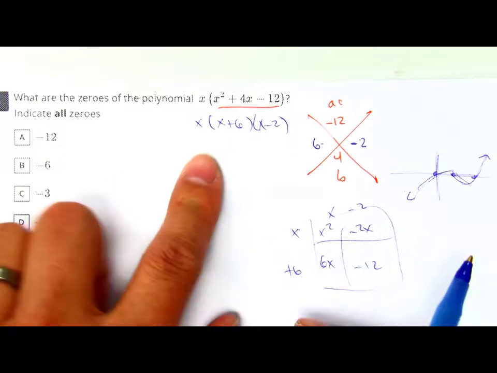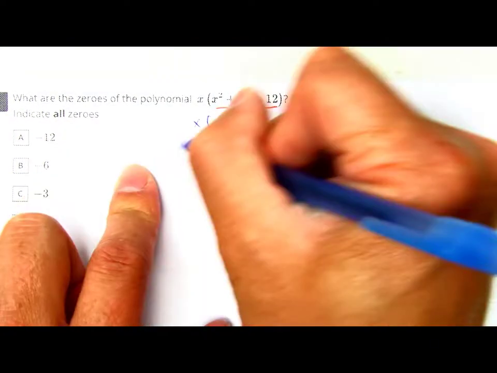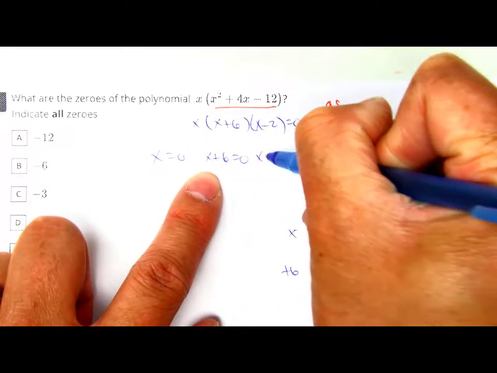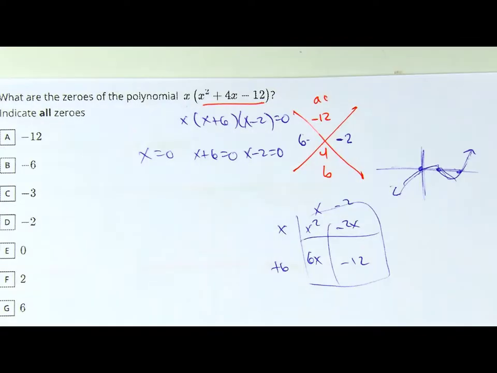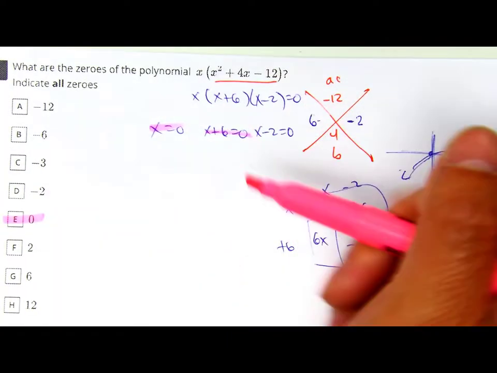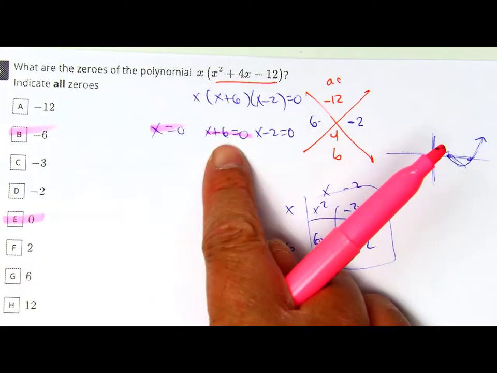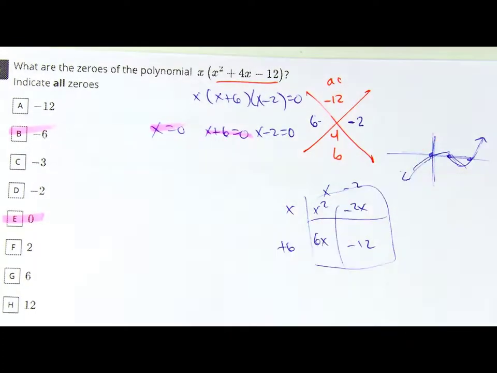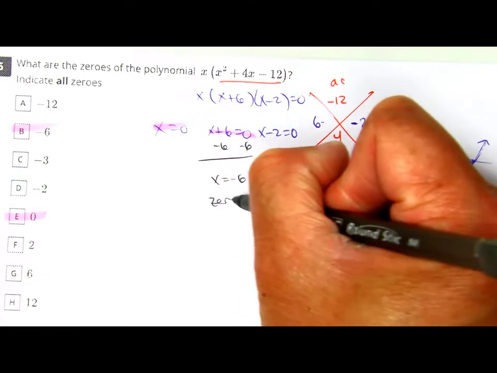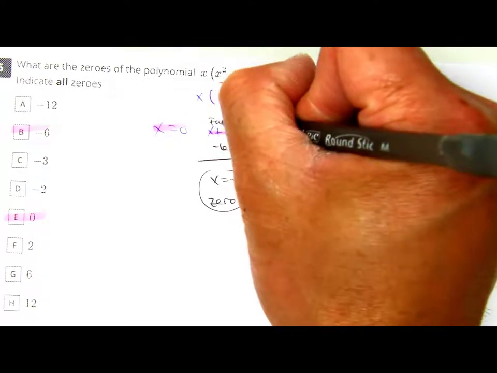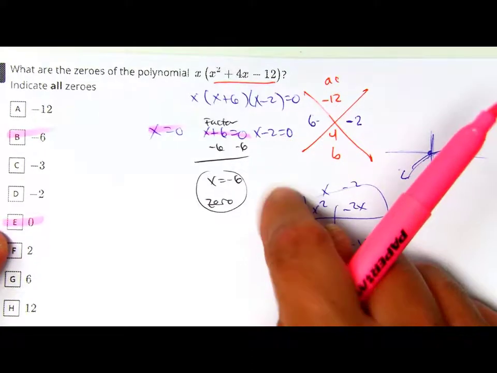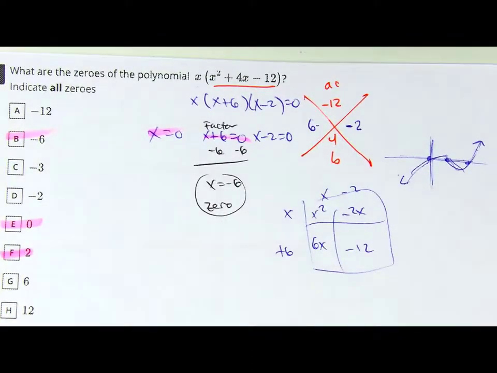And then you're just setting each of those equal to 0. So even this x you're setting equal to 0. And then when you solve, you're going to get x equals 0. x equals negative 6. So remember, this is a factor, and when I solve it, subtract 6 from both sides, this is called a zero. This is a factor. And then x equals not negative 2, but positive 2. So BEF is our answer there for question number 5.